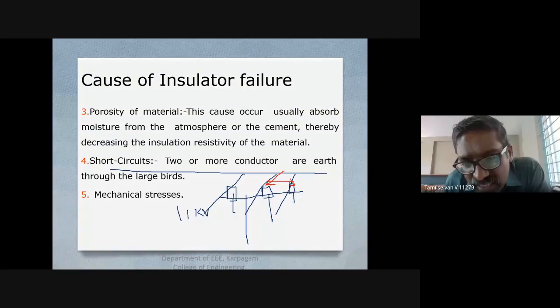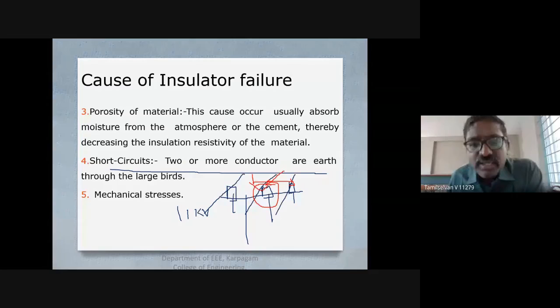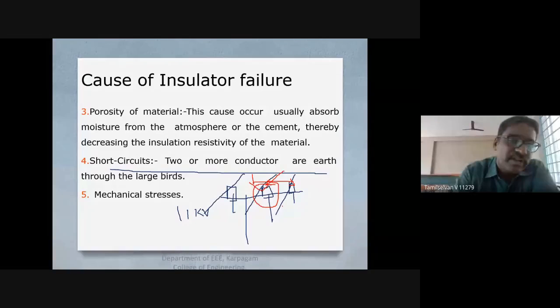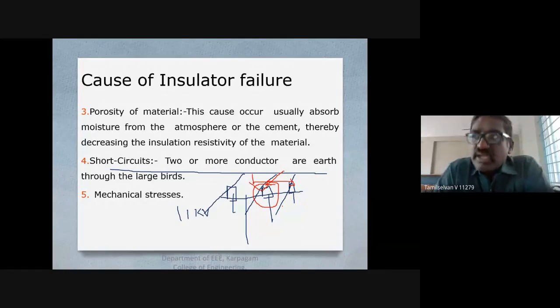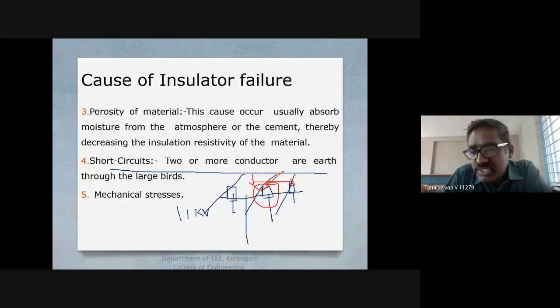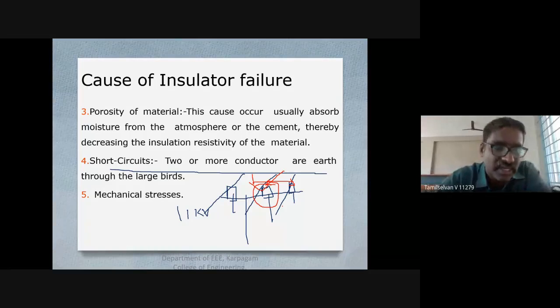This current may cause flashover on the insulators. The short circuit leads to flashover in the insulator. If repeated flashover is happening, there is a chance of puncture happening to these insulators. When puncture happens, we have to remove those insulators.